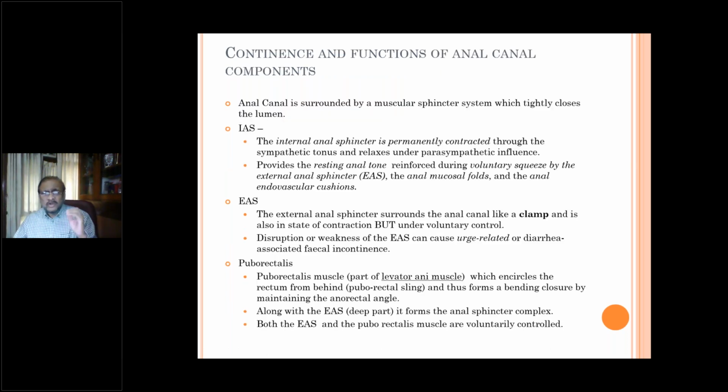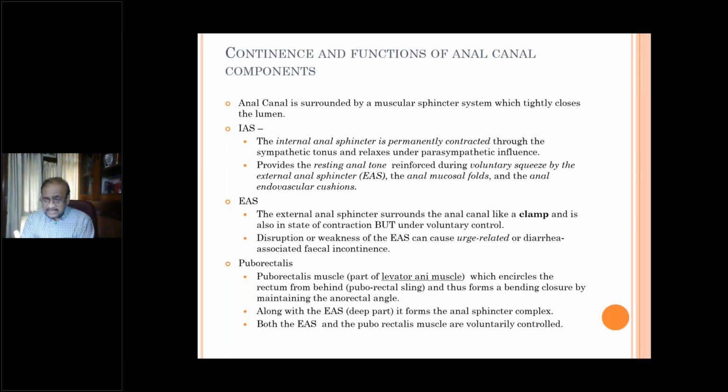Okay, so when you talk about the continence and functional anal canal components, I'll just give you a brief summary of that. I'm not going into the details. The IAS, what does it do? The internal anal sphincter is permanently contracted. We talked about that, the tonic contraction. It provides the resting anal tone, reinforced by what? Reinforced by the external anal sphincter, which acts like an anal clamp. And what else is helping it? The anal mucosal folds. What else is helping it? The anal cushion. So together, they make it a watertight chamber, so that you don't soil your clothes.